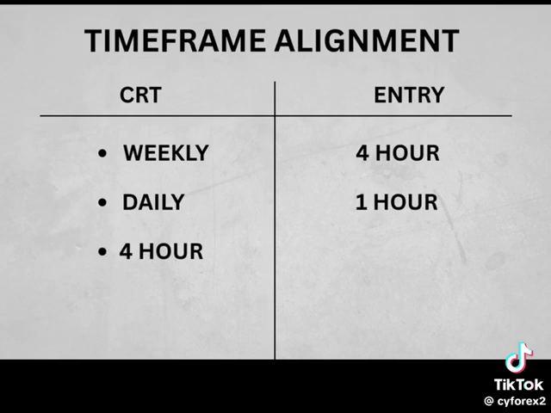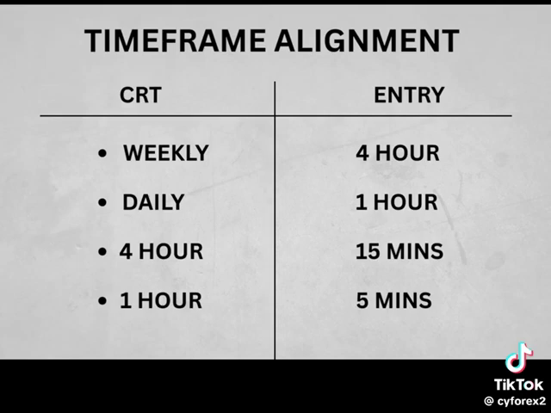4-hour CRT, take your entry from the 15-minute chart. 1 hour CRT, take your entry from the 5-minute chart. I wouldn't advise going any lower than this because it could cause you to get stopped out more frequently. You can also combine CRT with other confluences for even stronger setups. And in my upcoming videos, I'll dive deeper into that.